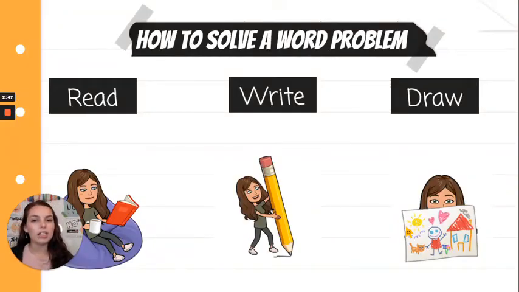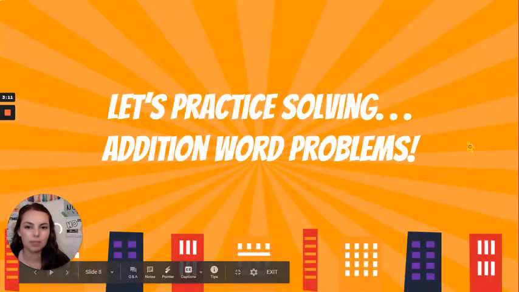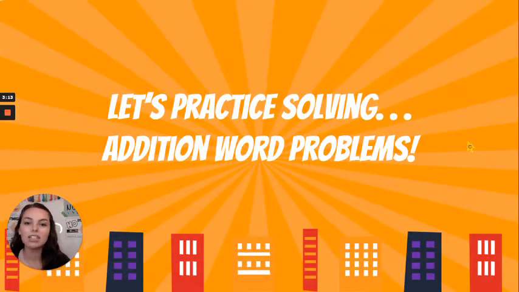And today we're talking about solving word problems. So I'm going to tell you the problem with my words, and it's going to be written down. So we have to first read the problem, we write the number sentence, and then we'll draw the word problem to try to help us figure out the answer. These are the 3 steps we do for word problems. So let's practice solving addition word problems.